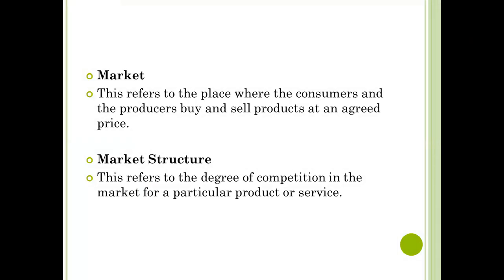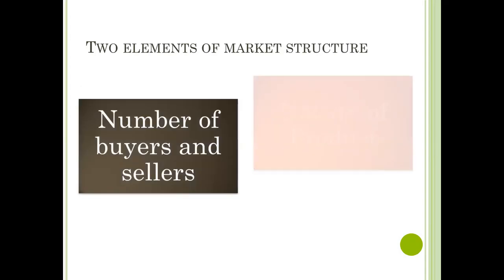So what is a market in economics? Market refers to the place where the consumers and the producers buy and sell products at an agreed price. Market structure refers to the degree of competition in the market for a particular product or service. For market structure, we have two elements: the number of buyers and sellers, and the nature of the product. The number of buyers and sellers determines the degree of competition. More buyers and sellers means more competition.